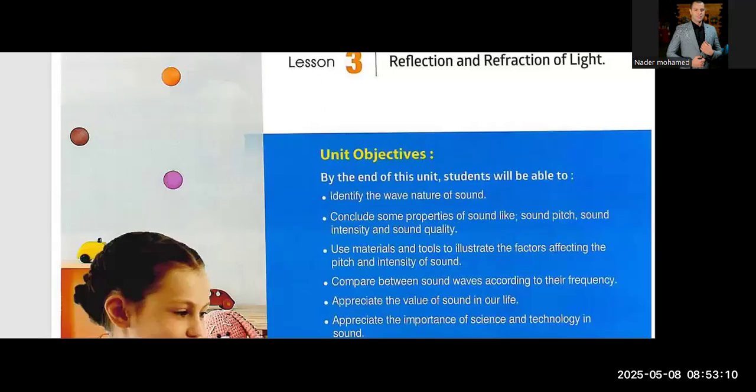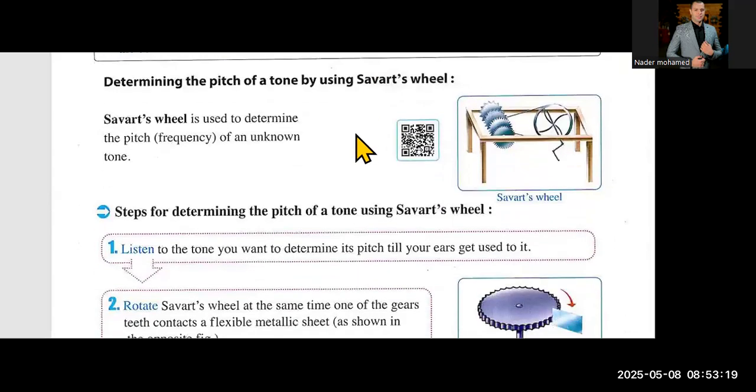Unit 2. Please take into consideration that the Savart wheel is the most important thing in this lesson, and we use it to determine the frequency of an unknown tone.